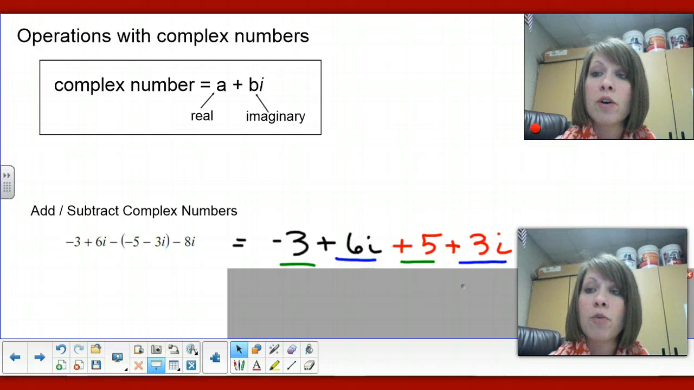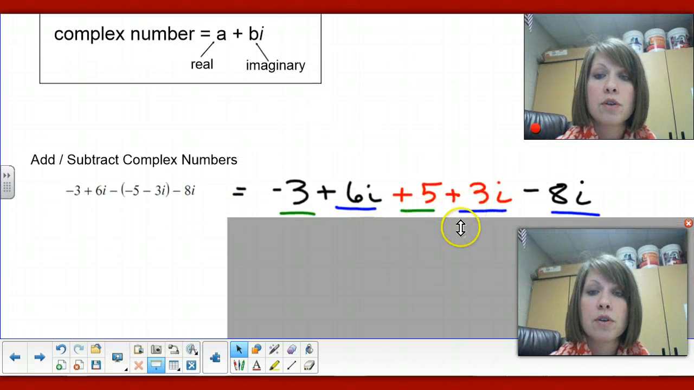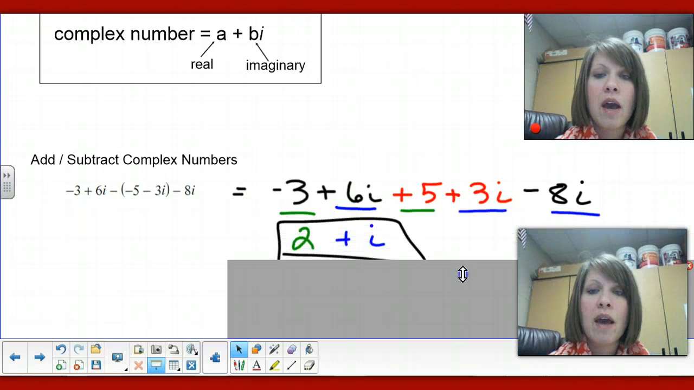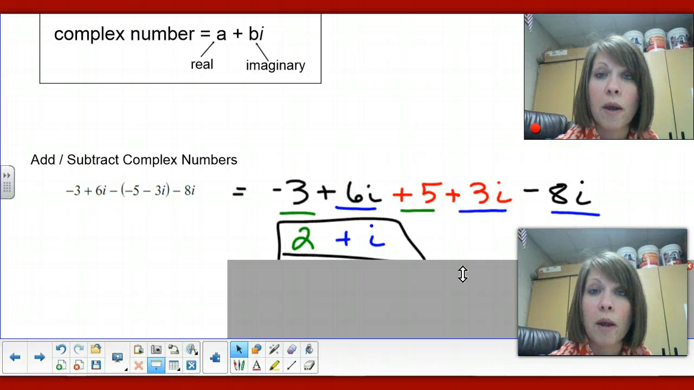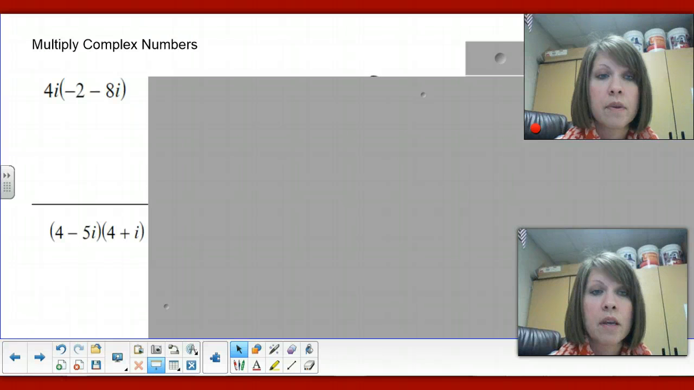We're going to put the real part first, positive 2, and the imaginary part second, plus it's really 1i. We just don't have to put the 1. Adding and subtracting complex numbers, not a big deal.